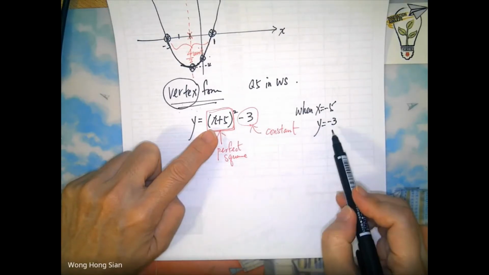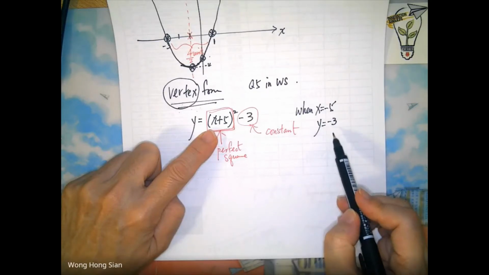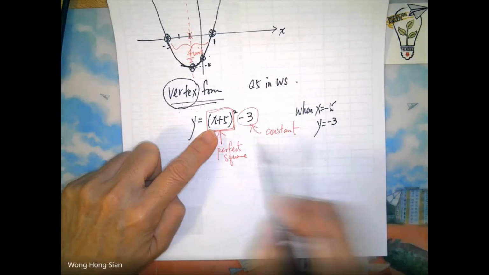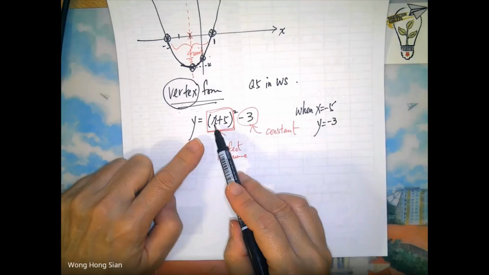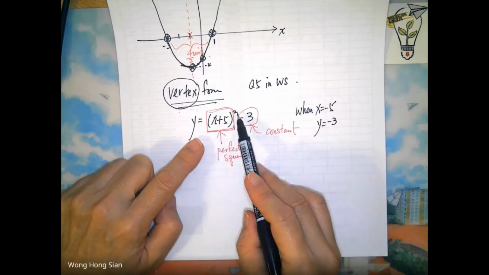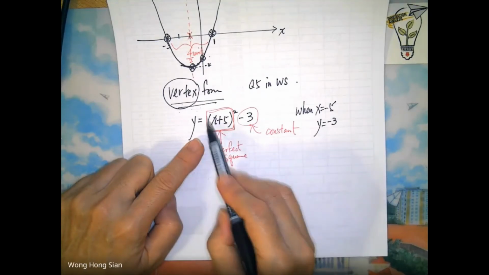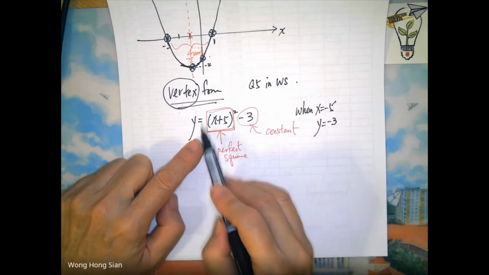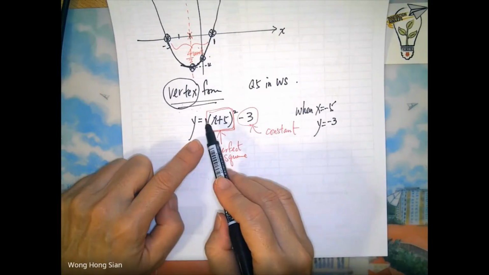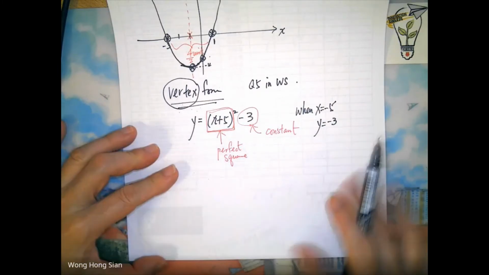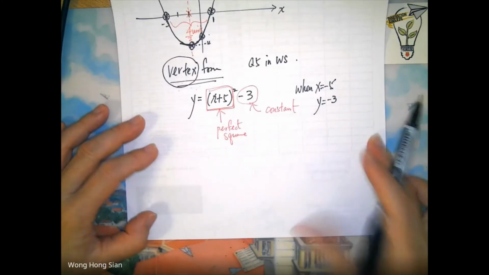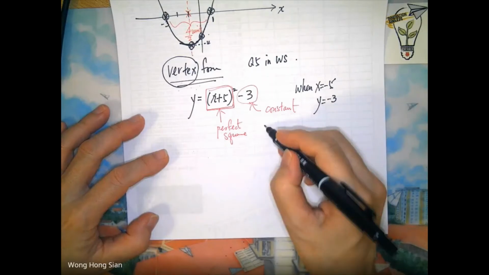So it's going to get us the minimum point in this case. Why do you know it's a minimum? Because you can see that this is x squared, and in front there's no negative sign, which means the a is a positive number. When a is a positive number, the graph is concave upward.